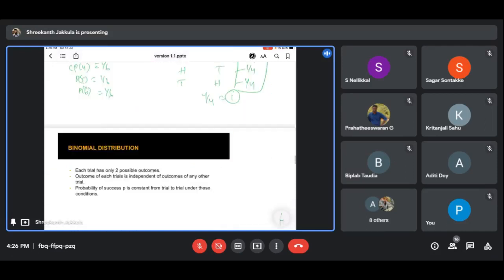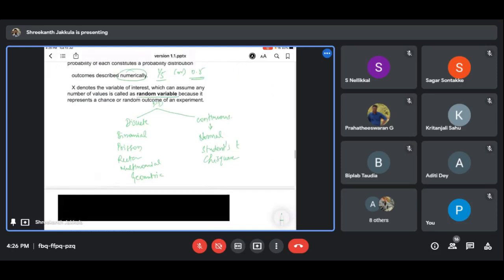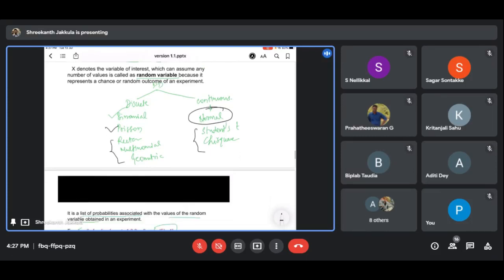Now we will go into the different distributions. We are looking only at the binomial, Poisson, and normal. The others are not important to us. So we will be concerned only about what the binomial distribution is, what the Poisson distribution is, and what the normal distribution is.